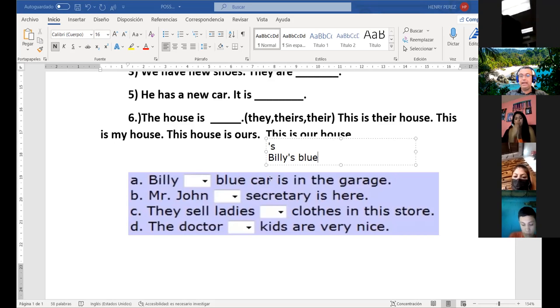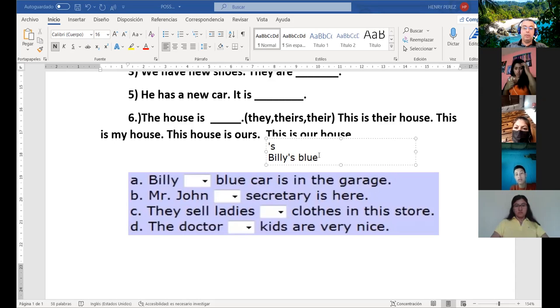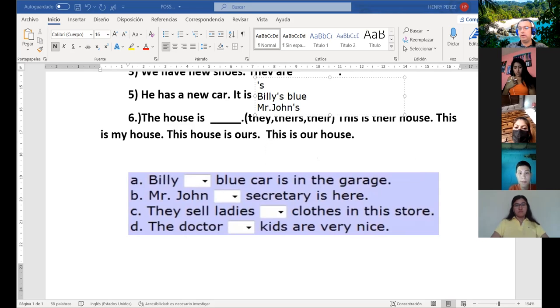El carro azul de Billy está en el garaje. Right? Billy's blue car. La possessive está aquí. Billy's apostrophe S. All right, what about the next one? Like Mr. Jones. Mr. Jones, apostrophe S, right? Ahora que someone, Cesar, continue, please. Lea la oración, please. Mr. Jones.